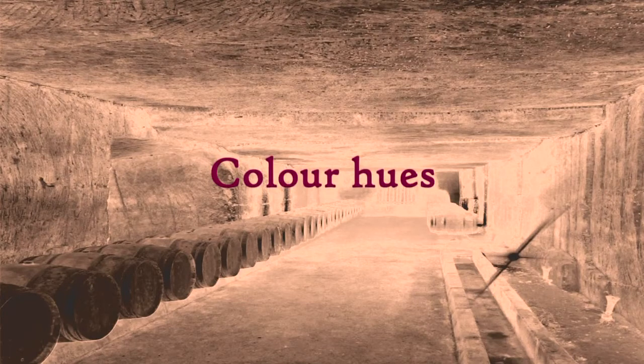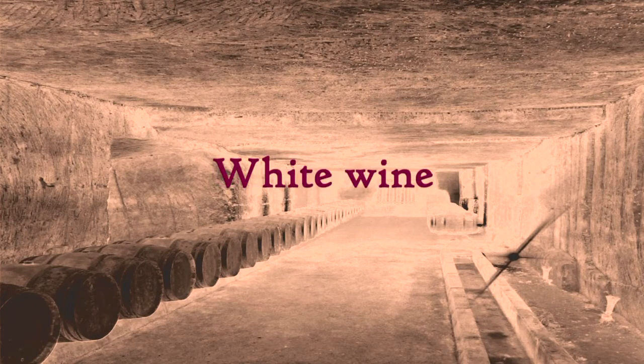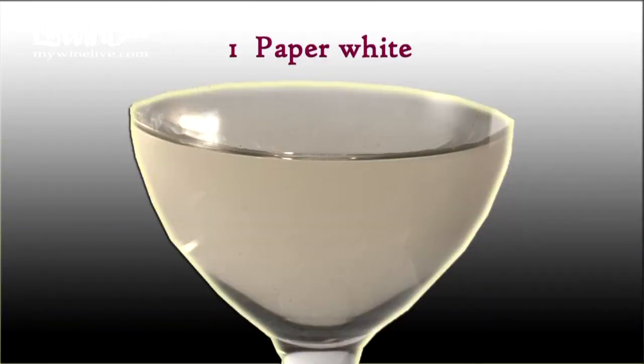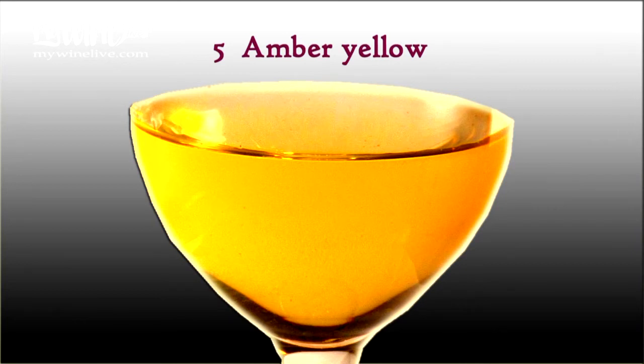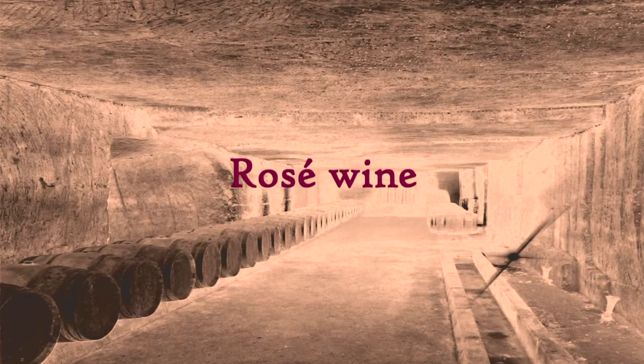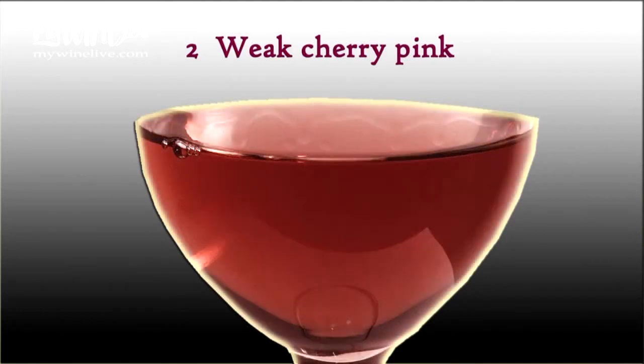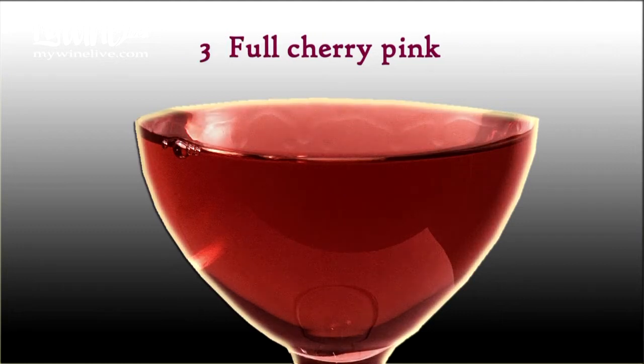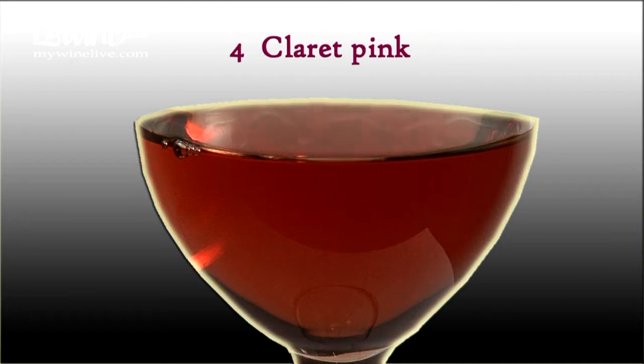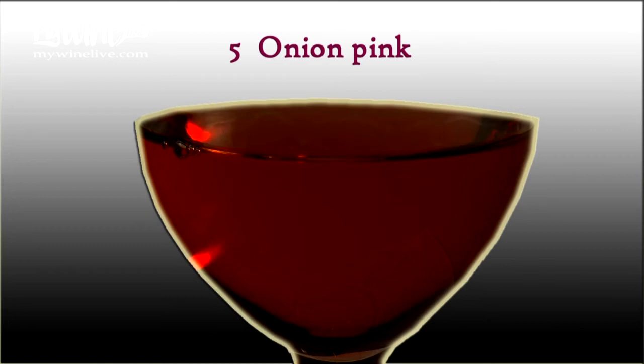Color hues. White wine. Value 1. Paper white. Value 2. Pale yellow. Value 3. Straw yellow. Value 4. Golden yellow. Value 5. Amber yellow. Rosé wine. Value 1. Pale pink. Value 2. Weak cherry pink. Value 3. Full cherry pink. Value 4. Claret pink. Value 5. Onion pink.